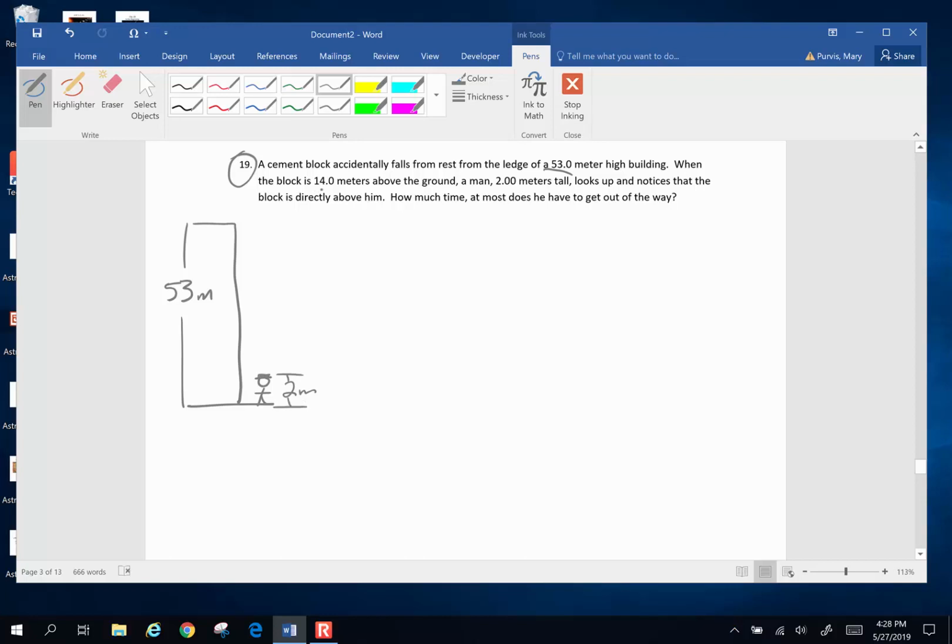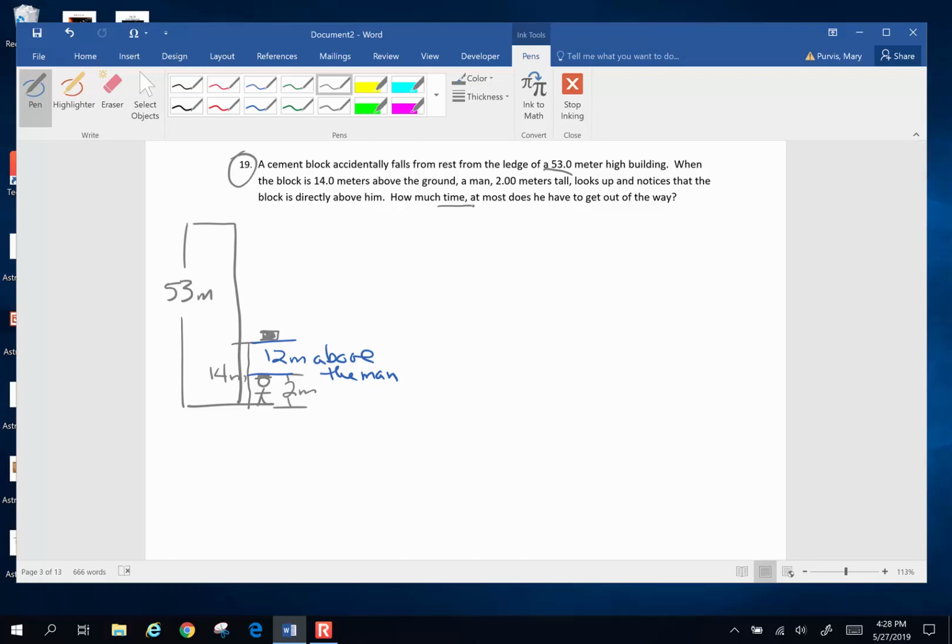And when the block is 14 meters above the ground, he notices that the block is directly above him. So 14 meters above the ground, or I'm going to put this in another color, 12 meters above the man. He notices that there is a block that is going to come down and whop him on the head. We want to know how much time at the most does he have to get out of the way.